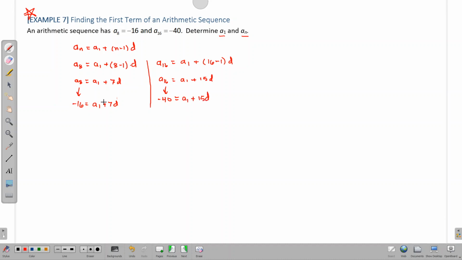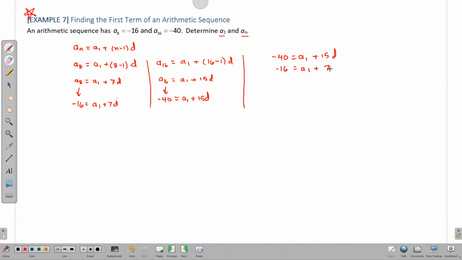All right, so now we have two equations with two unknowns. In other words, we have a system of equations. And the way they're currently set up, we can use elimination to solve this system. So I guess I'll put the negative 40 on top. Doesn't matter. So just write one on top of the other.